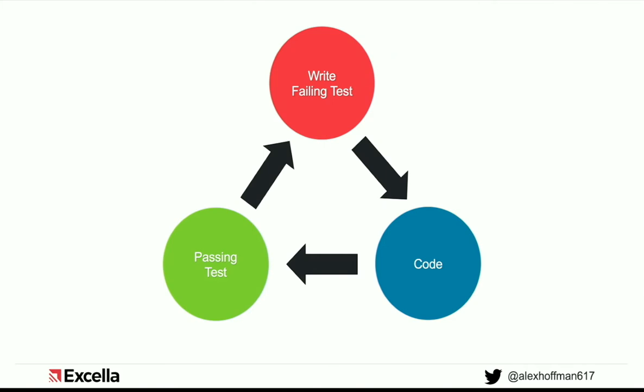We do this over and over and over again until we get to a point where we can no longer write a test that fails our code but meets our acceptance criteria. And at that point, we're done, and our code is perfect.